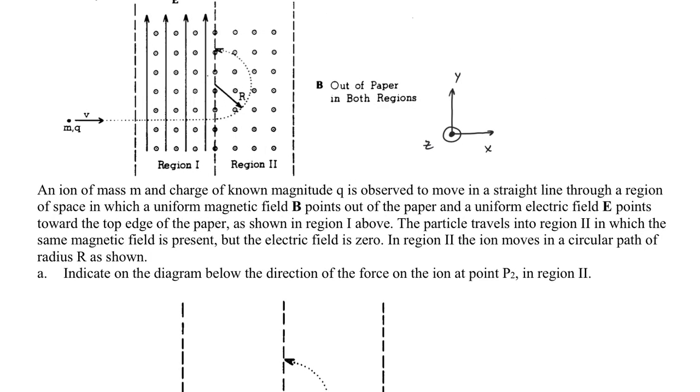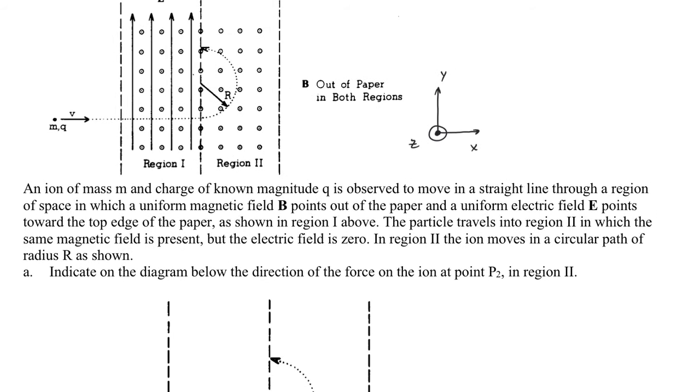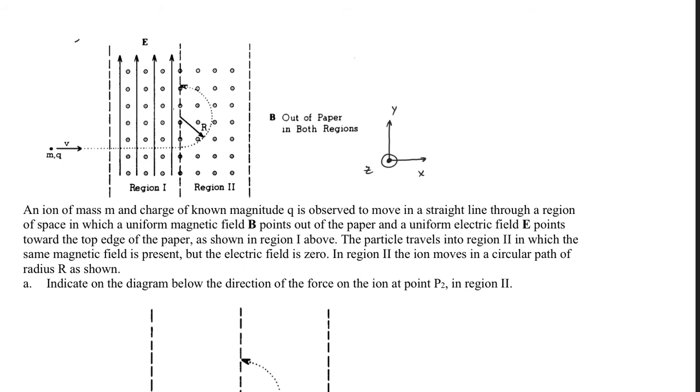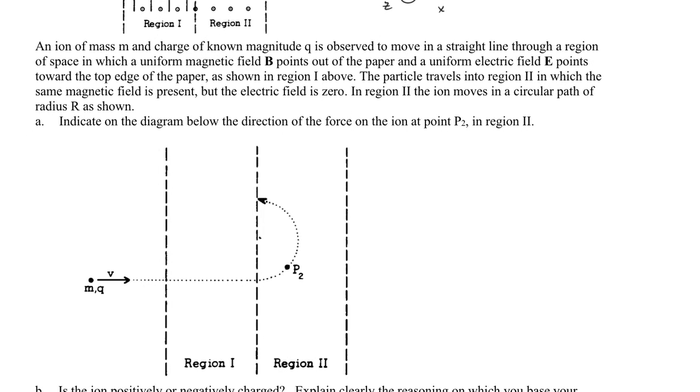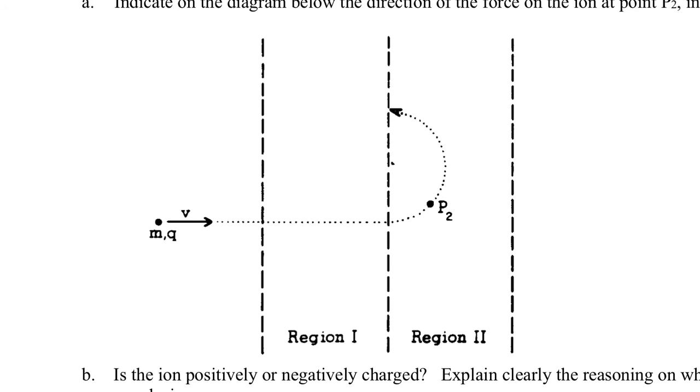All right, so an ion of mass m, charge of unknown magnitude q, is observed to move in a straight line through a region of space in which the uniform magnetic field points out of the paper and a uniform electric field points towards the top edge of the paper, as shown in region 1 above. The particle travels into region 2, in which the same magnetic field is present, but the electric field is 0. In region 2, the ion moves in a circular path of radius r as shown. Indicate on the diagram below the direction of the force on the ion at point 2 in region 2.